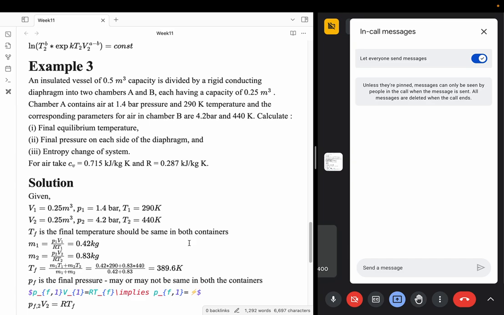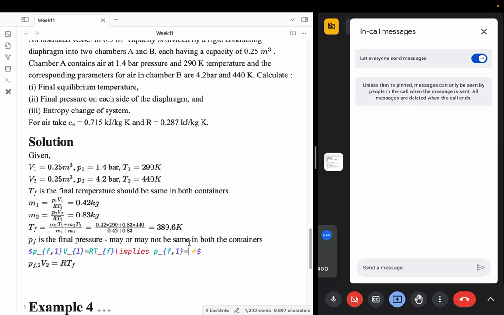So the pressure that you told now is for chamber A or B? No, I think there is some misunderstanding. The diaphragm is still there. The diaphragm is not removed. It is a conducting and rigid diaphragm, so there is no mass transfer happening across it. The diaphragm is still intact, so both the chambers are constant volume processes.